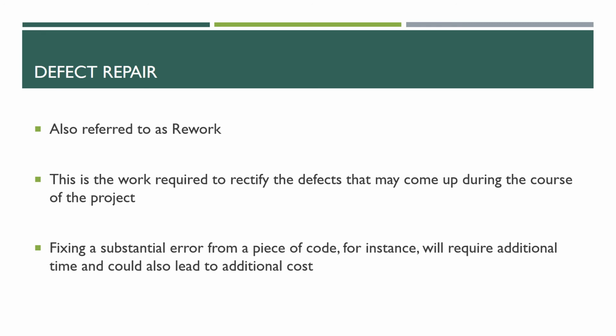Now, fixing a substantial error from a piece of code, right? If you have a piece of code and there's a substantial error in it, it will require additional time and could also lead to additional cost. So we are not talking about minor bug fixes here. We're talking about major errors that a piece of code might throw up, right? Something that you thought would work is not working and it requires, let's say, a week of rework. A week of rework is definitely going to toss your schedule and the project cost out of the window, right?